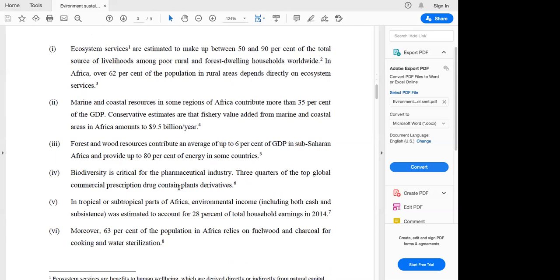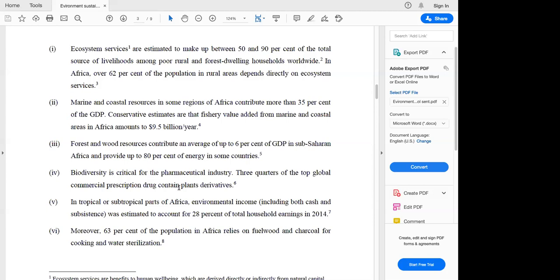In Africa or globally, ecosystem services are estimated to make up between 50 and 90% of the total source of livelihood among poor, rural, and forest-dwelling households worldwide. In Africa in particular, we know that 62% of the population in rural areas depends directly on ecosystem services. And therefore, degradation of these services means that those people are likely to be pushed further into poverty. We know that marine and coastal resources in some of the regions in Africa contribute more than 35% of GDP.